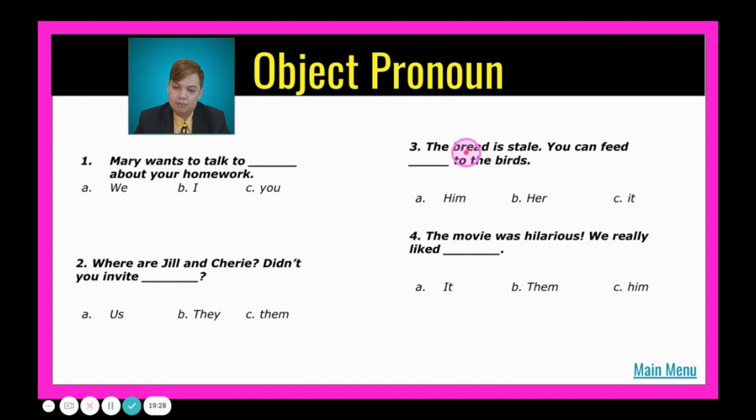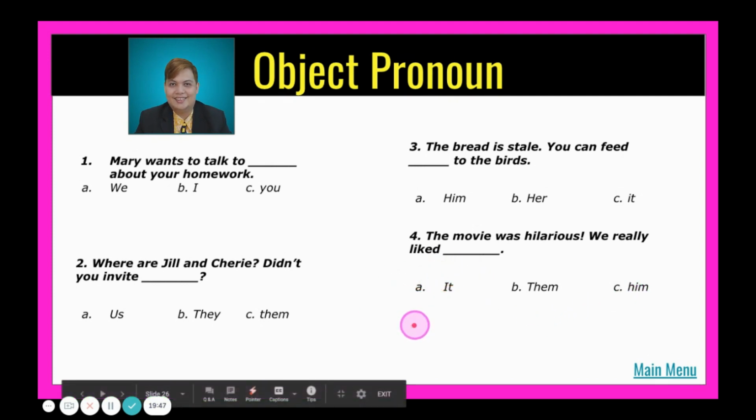It, meaning the bread. Number 4, last but not the least, the movie was hilarious. We really liked blank. It, them, him. The correct answer is it. We really liked it.